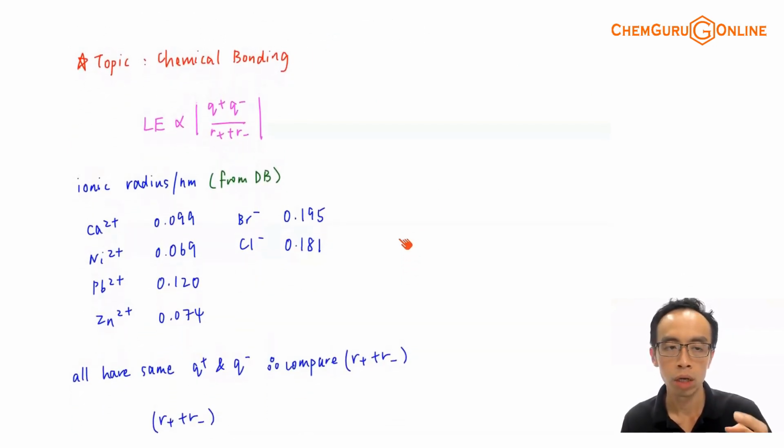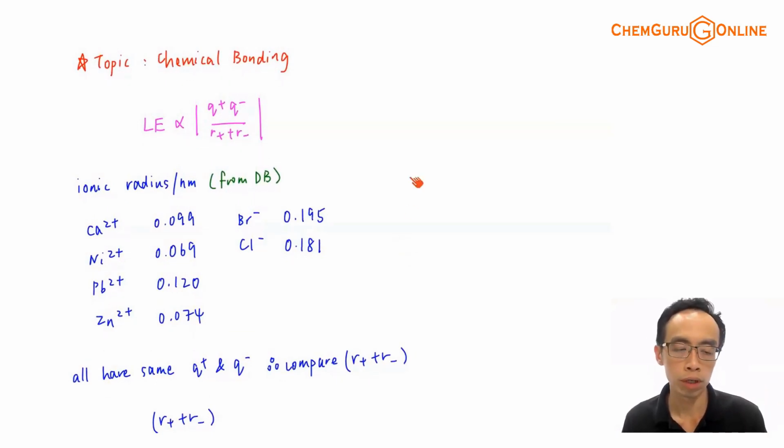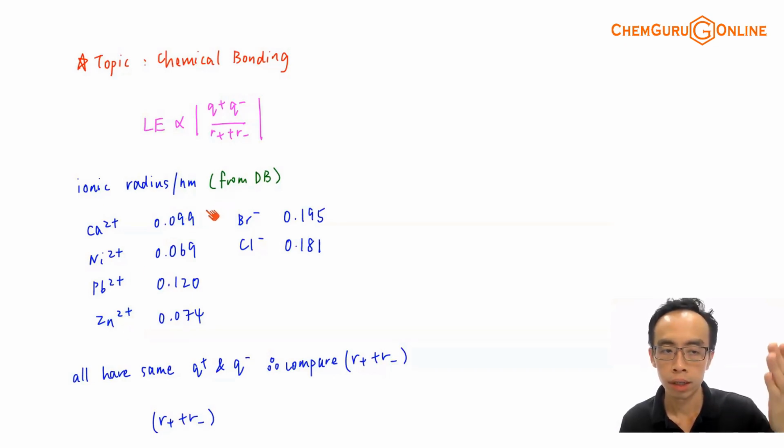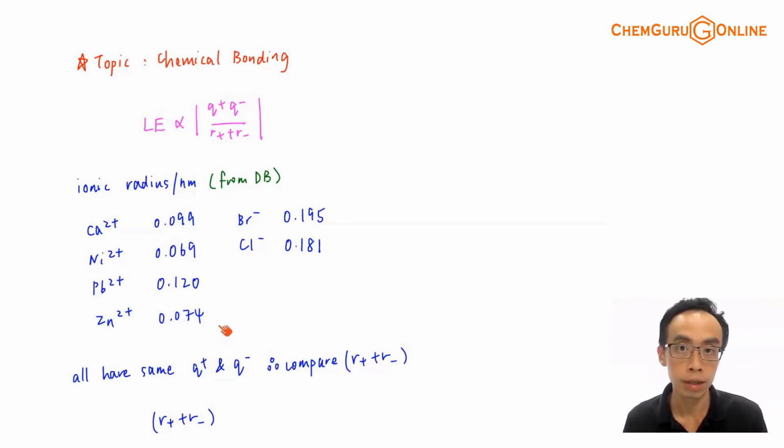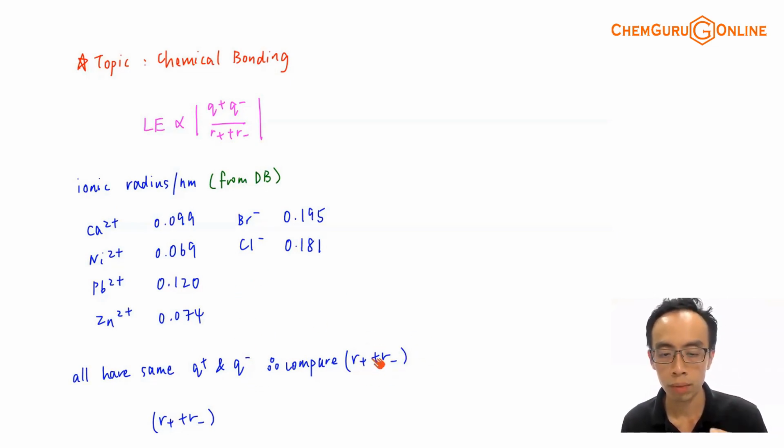The next thing we will have to figure out, or pull from the data booklet, will be the ionic radii for all these species, which I've already indicated here. Ca2+, Ni2+, Pb2+, Zn2+. The ionic radii is here. It's inside the data booklet, we can refer to that. Br-, Cl-, it is stated here. Now, once we compare all the species, we will also realize that the charge of the cation, they're all +2 charge. Charge of the anion is all -1 charge. And therefore, what we should focus on is purely the r+ plus r- term.